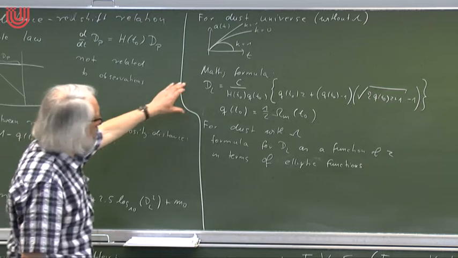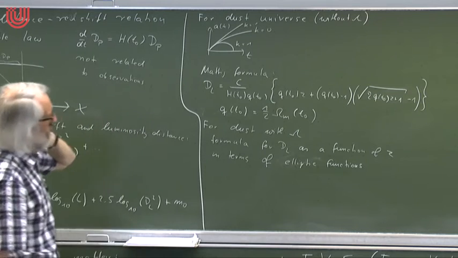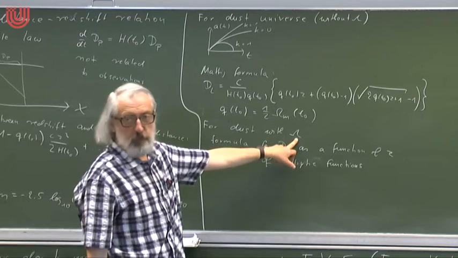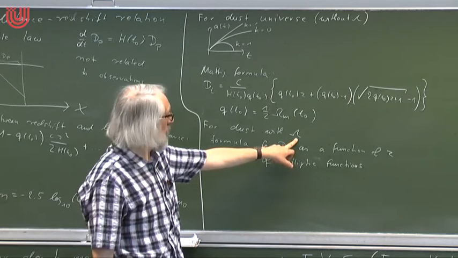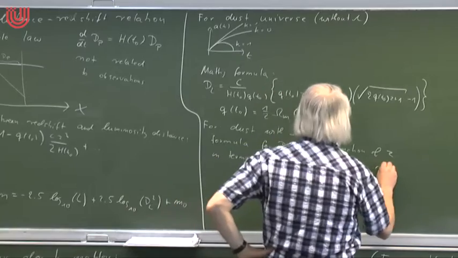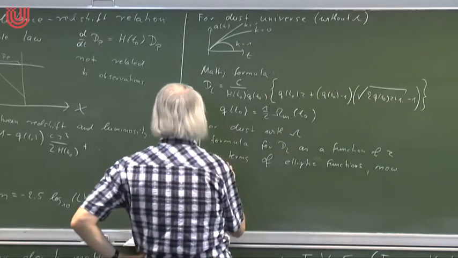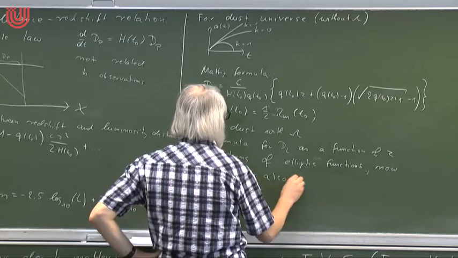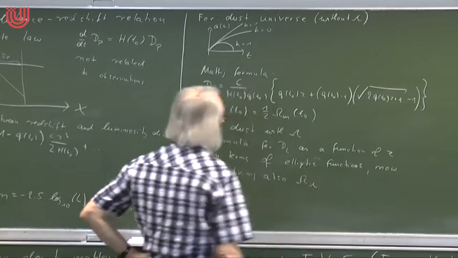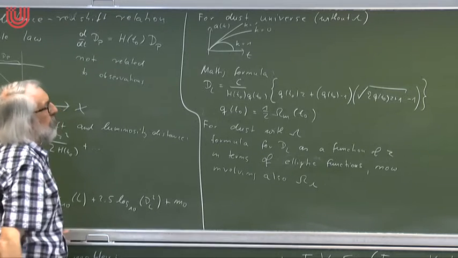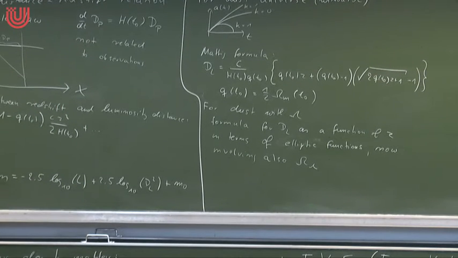But there is something like a formula with lambda. Of course, now it involves one additional parameter: now we have not only the omega m, we also have the omega lambda. So these are the things I wanted to remind you of. And now we can discuss what the observations are actually showing.